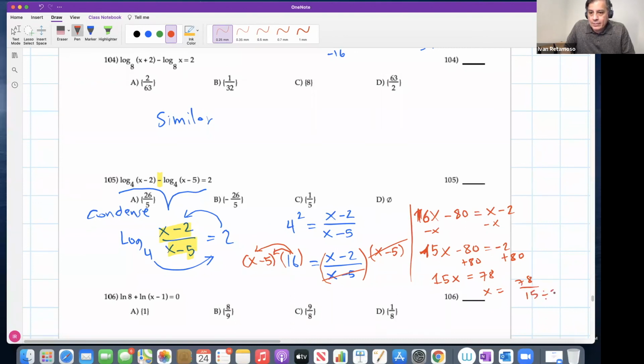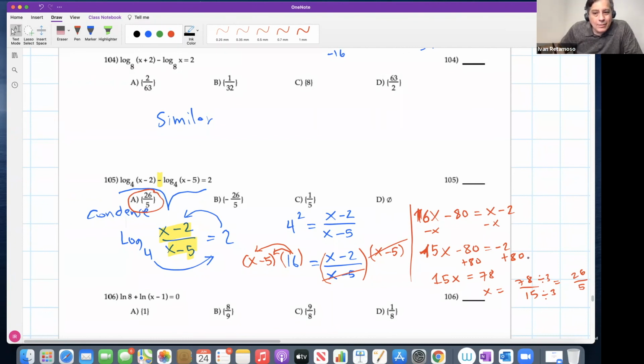Simplify, divide by 3, right? Here you will get 26, and here 5, right? Yeah, you can do this with a calculator, right? I showed you how in the Decimal Scientific Calculator, right?